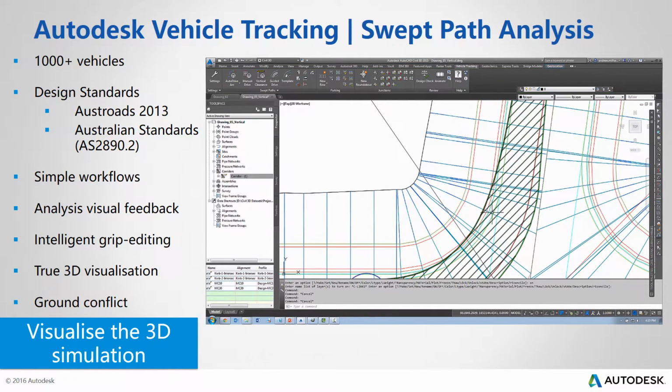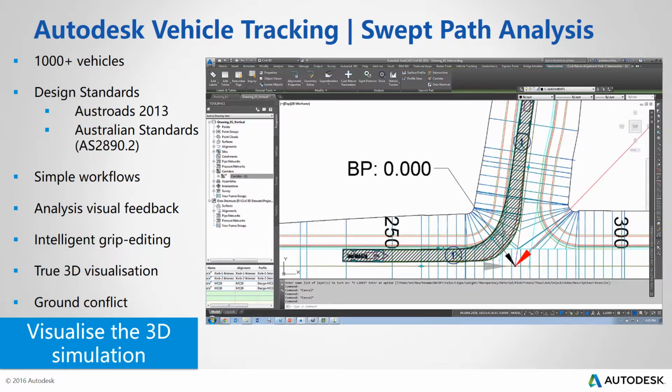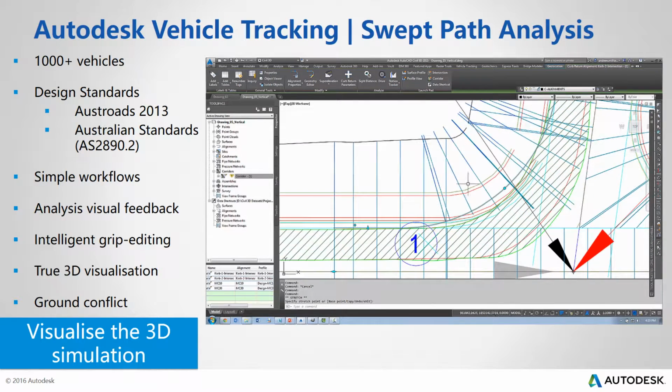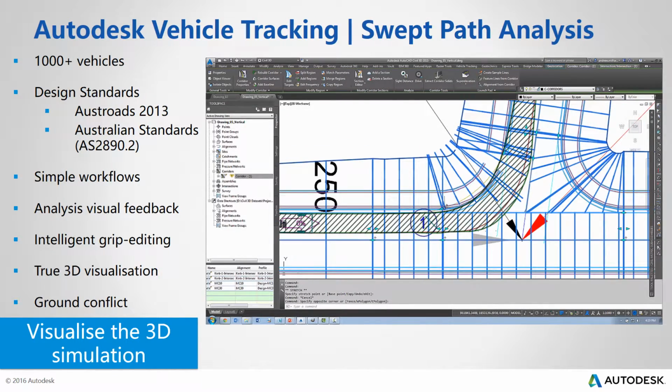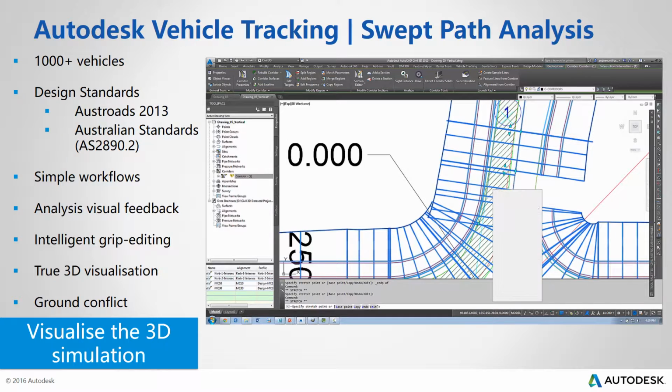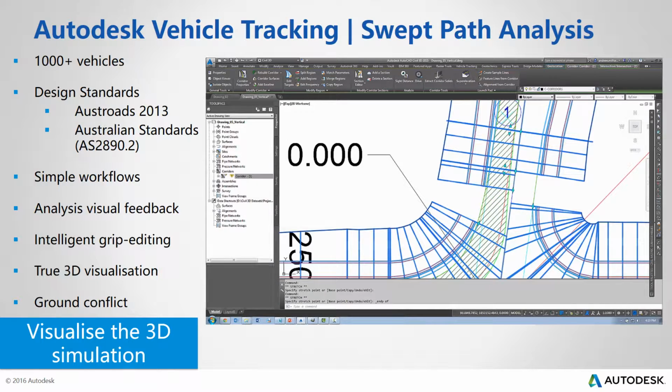So with AVT being used in conjunction with AutoCAD Civil 3D, we can very quickly and visually fix up our design. Here we're just going to be using all of the on-screen grips to start to edit our Civil 3D model. And because we have the Autodesk vehicle tracking swept path in place, we can see very quickly once our design now meets this swept path.